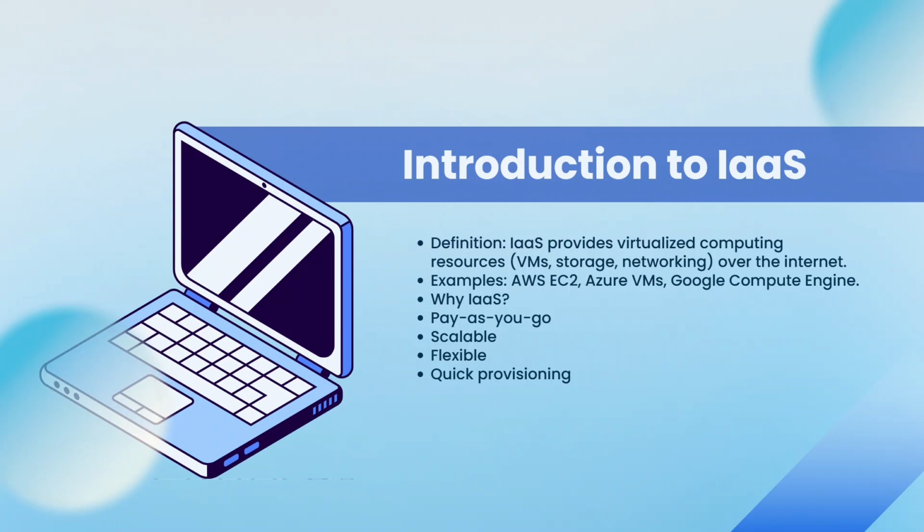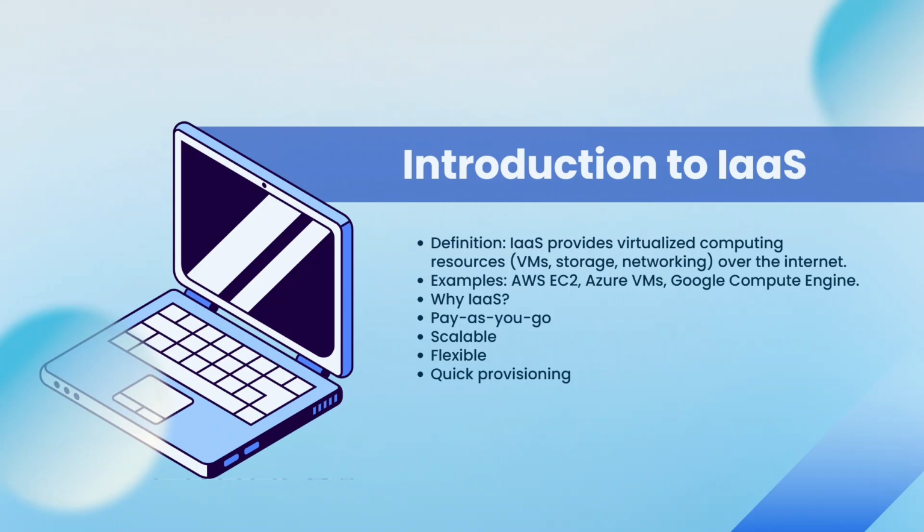So now let's look into the examples of IaaS. The first one is Amazon Web Services. It provides us EC2 and EBS. Next is Microsoft Azure. It provides virtual machines, Azure Virtual Network, and Blob Storage. And Google Cloud Platform gives us Google Compute Engine, Cloud Storage, and Virtual Private Cloud.